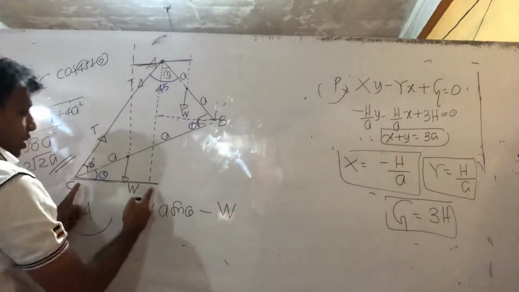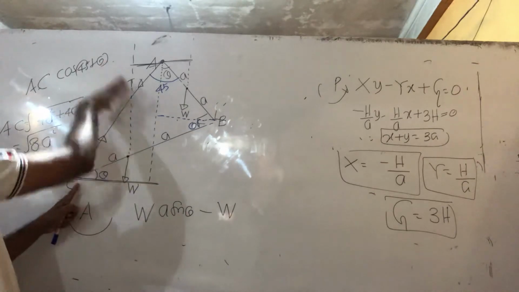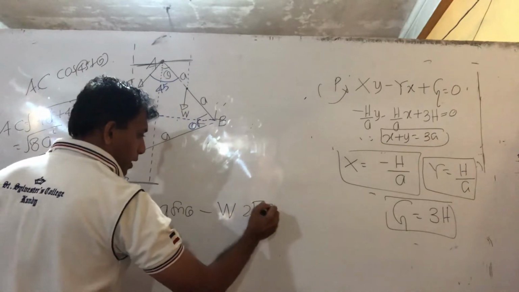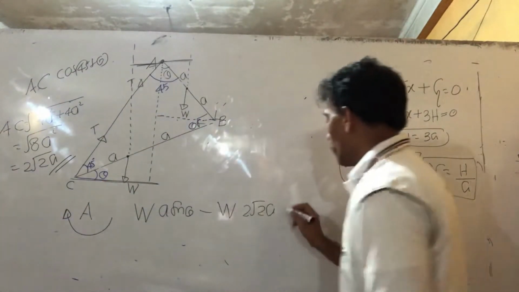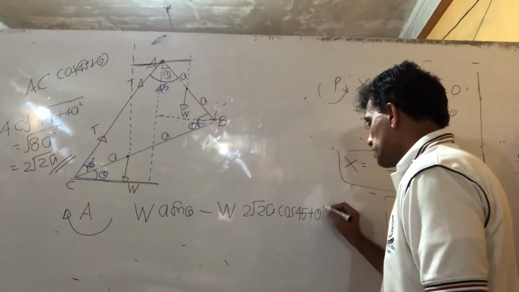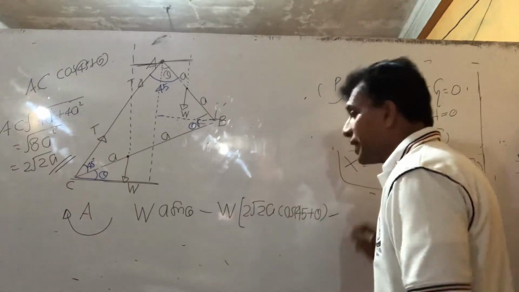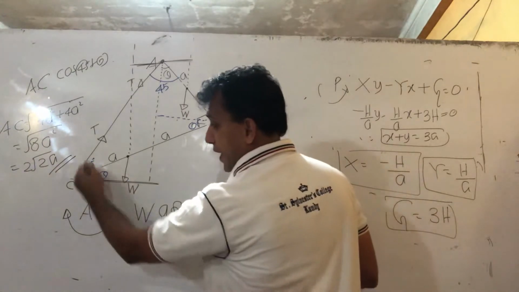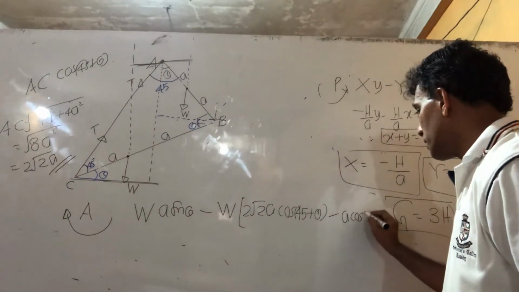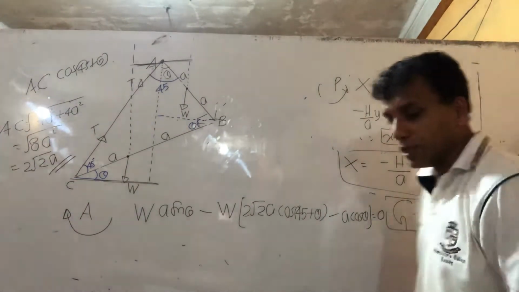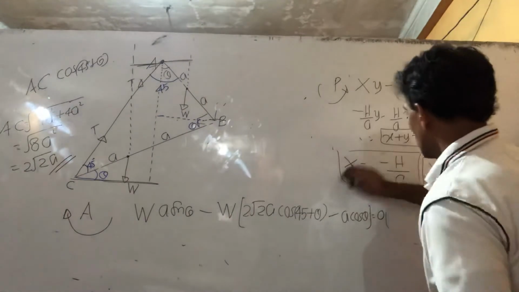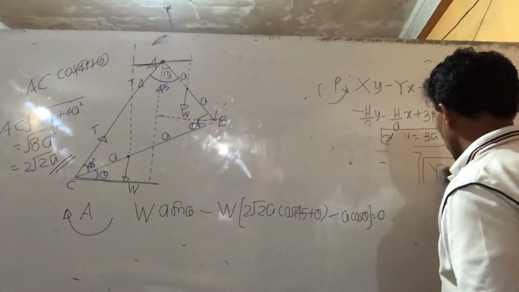Minus W times the complete distance, what is it? AC cos, so 2 root 2 a cos of 45 plus theta, minus this portion A cos theta, equals 0. So simplify, I hope you can get to the first part answer here. A simple well-balanced question for a structured type 25 marks.